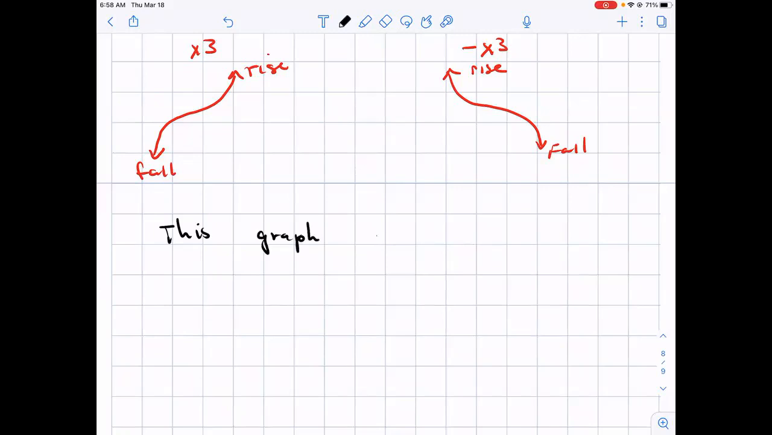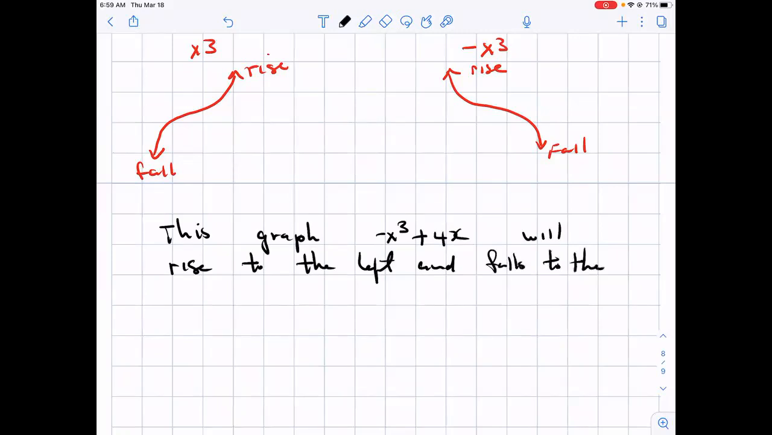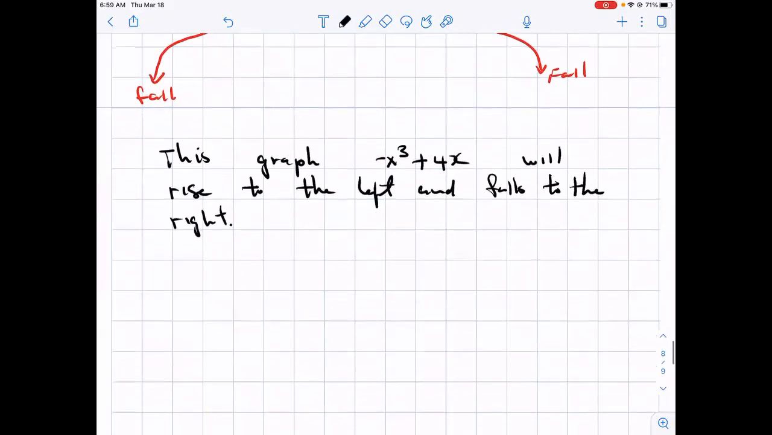and we're talking about the graph minus x cubed plus 4x, will rise to the left and falls to the right. We don't care, for now, about the plus 4x. Later, when we start to graph this in detail, we'll pay more detailed attention.